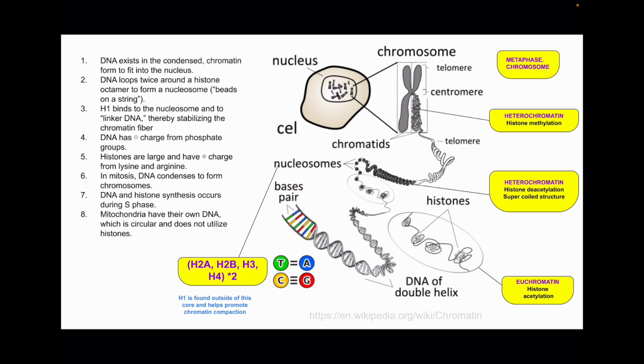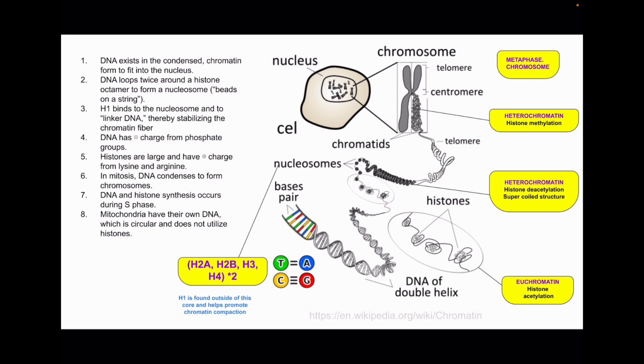Okay, so let's just look at the image. So here you have the nucleus, and then you can see there's a detailed diagram of the chromosome. You can see the telomeres, the centromere, and you can see heterochromatin. It is highly methylated. It is very condensed, tightly packed. It's very stable.